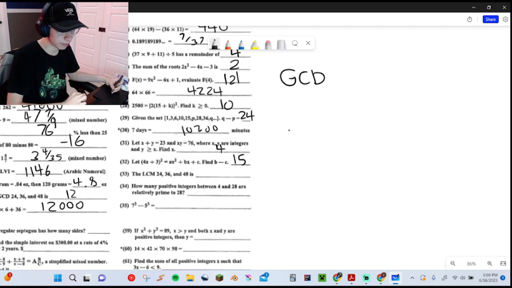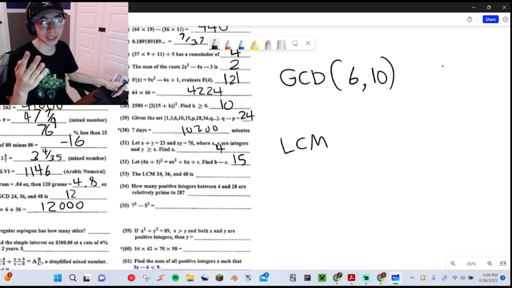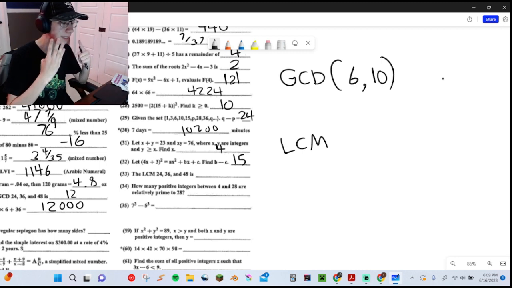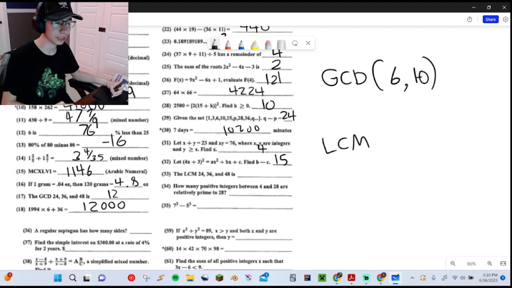Let's say I want to find the GCD of 6 and 10. Let's do the trick I showed you guys. The difference between these two numbers is 4. I check, does 4 divide these numbers? It doesn't. So it has to be some other factor of 4. The next greatest factor of 4 is 2. Does 2 divide both these numbers evenly? It does. So 2 is the GCD.